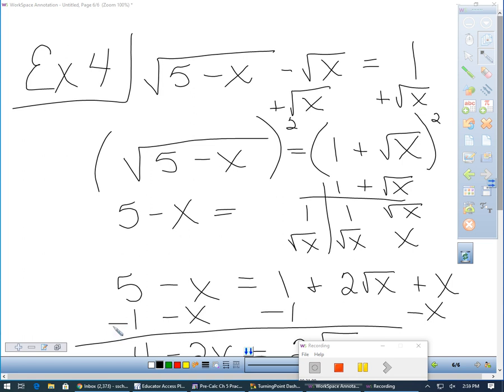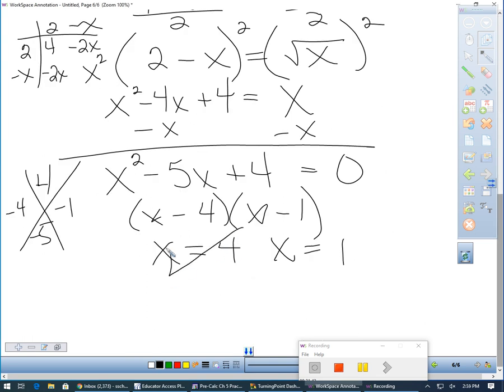Plugging in 1. 5 minus 1 is 4. The square root of 4, 2. Minus the square root of 1, which is 1. 2 minus 1 is 1. Does that one work? Yes. Okay? So you're going to cross this one out because that's extraneous, and you're going to circle that one.